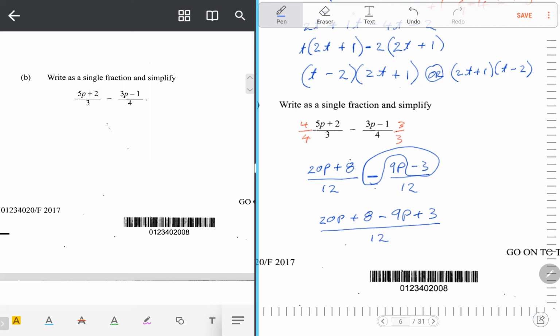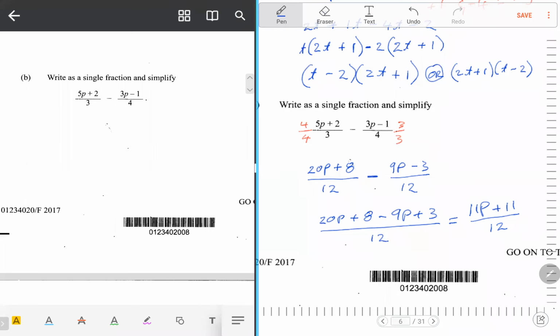And then all you have to do now is work out the like terms here. So 20p minus 9p is 11p. That's this one minus this one. And then the 8 and the 3 is 11. So I get plus 11, and dividing that by 12. So that is my answer, right there.